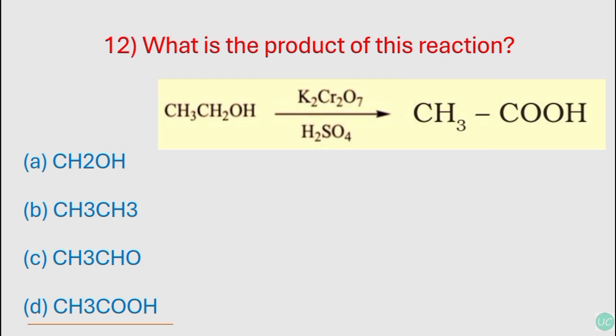And option C is CH3CHO, an aldehyde. That also doesn't happen. It doesn't remove the hydrogen completely, it just replaces the two middle hydrogens. As you can see, with CH3 and the second carbon, the two hydrogens attached to it get replaced by oxygen. So this is a substitution or oxidation reaction. The correct option over here is D, CH3COOH, ethanoic acid or acetic acid.